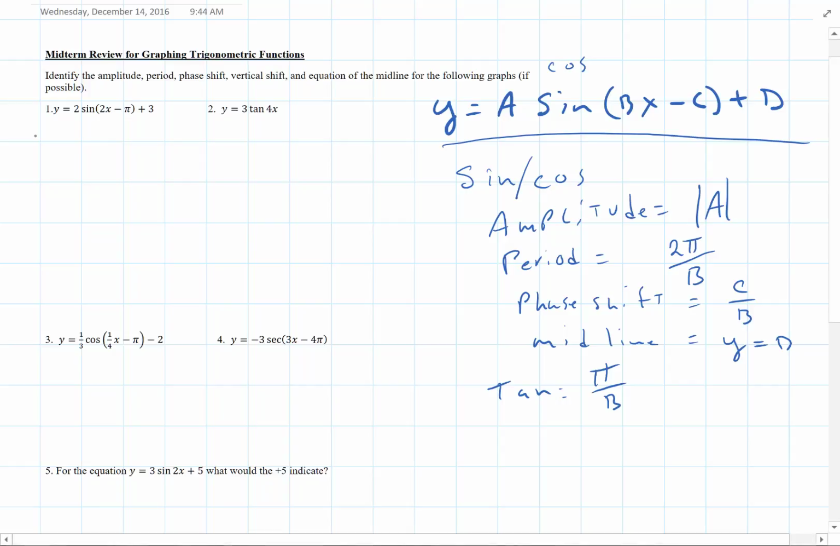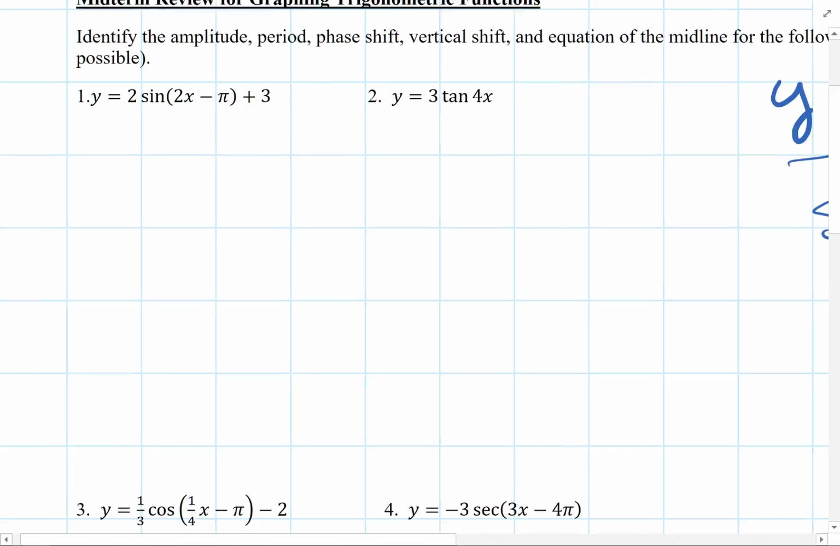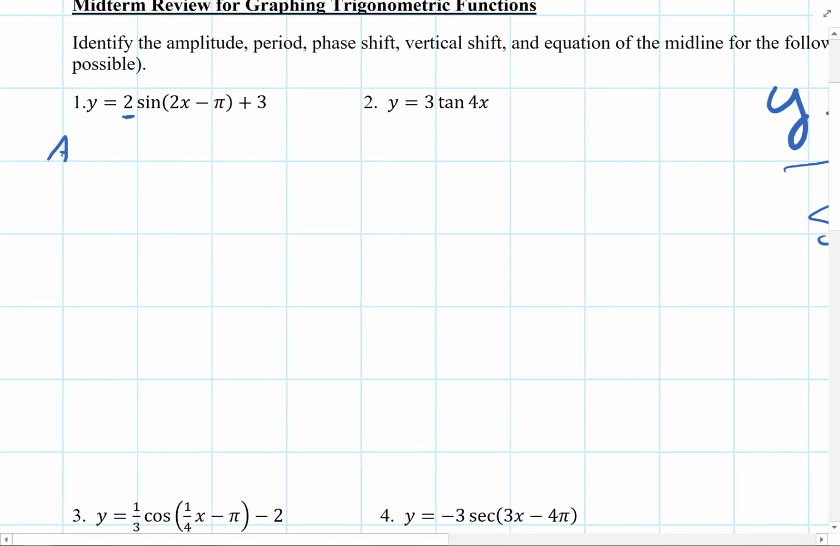So let's take a look at number one. Number one, let's just make a list of the variables. Looking at the equation, we can see here A equals 2, B equals 2, C equals pi. Notice that it's not negative pi, it's the thing being subtracted here. So C equals pi, and D equals 3.